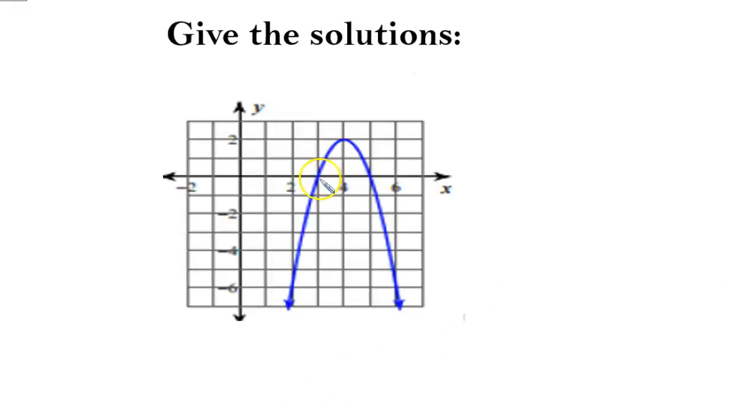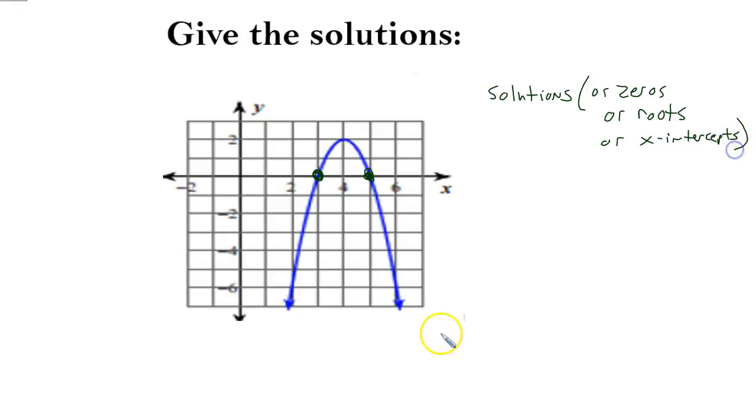Well, this crosses the x-axis in 2 places, right here and right here. These are the 2 points where it crosses the x-axis. So the solutions are, and remember, I might ask what are the solutions? But I could have just as easily asked, what are the zeros? Or I could have just as easily asked, what are the roots? Or I could have just as easily asked, what are the x-intercepts? Technically, I'm talking about the same thing for all of those.